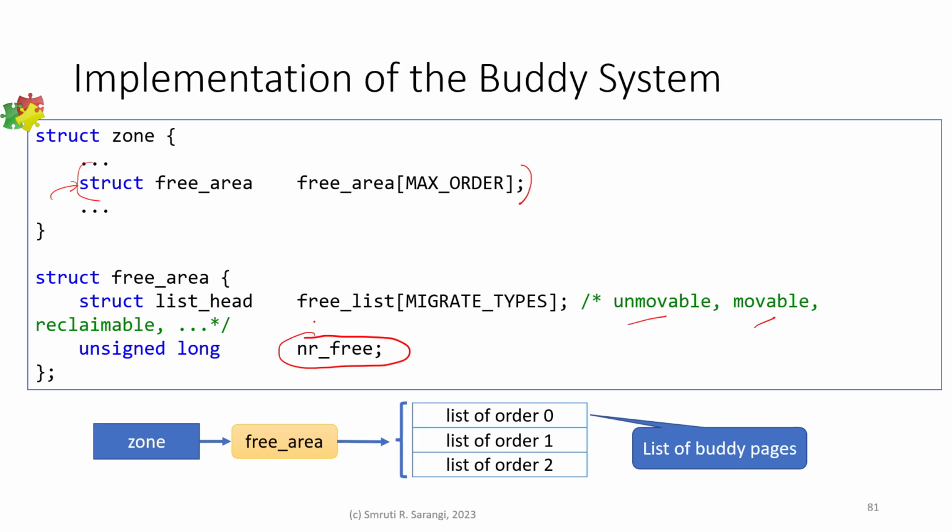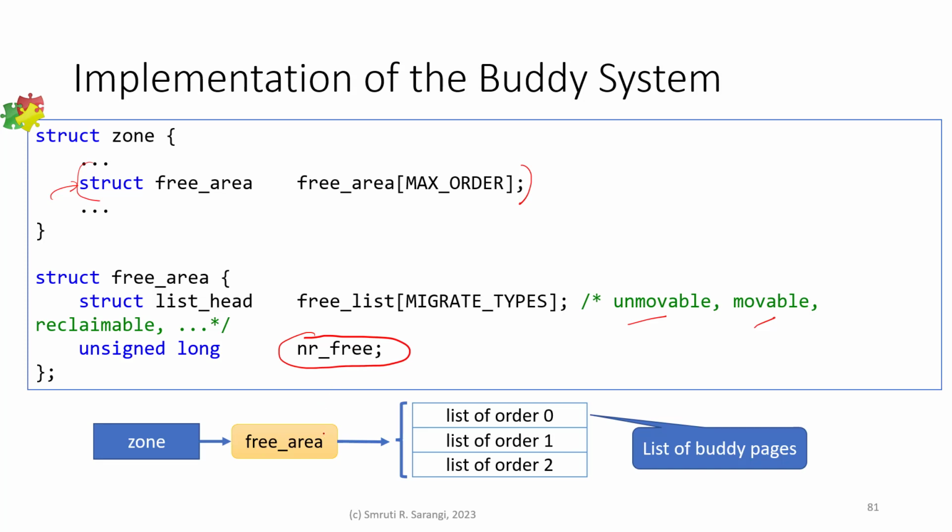But as far as we are concerned, we are not really looking at different migrate types. We are only looking at the non-migrating type, and in that, it will be a single linked list. So a free area basically encapsulates a linked list. But let's understand what this array is about.